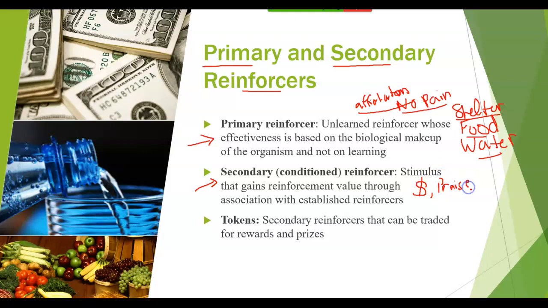These are things that are secondary reinforcers because they're conditioned. Money can buy you food, water, shelter, and help you avoid pain. Praise is your affiliation that you're getting. So these are things that are tied to primary reinforcers. The closer they are to a primary reinforcer, the stronger the reinforcer. So now tokens: these are secondary reinforcers that can be traded for rewards.